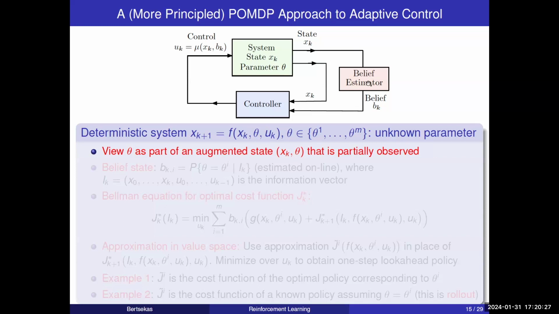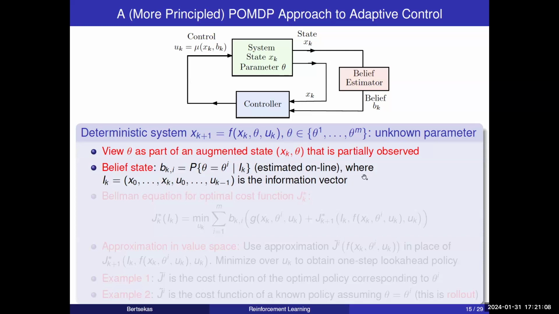And it triggers a belief estimator, and this is the belief of theta. It's a probability distribution of theta given all the observations that you got so far. So you try to estimate theta and construct this belief state, the probability distribution of each value of theta, given all the information that you have obtained up to this point. And we view theta as part of an augmented state: a perfectly observable part, and a part that's not observed at all, but can be inferred through the observations of xk.